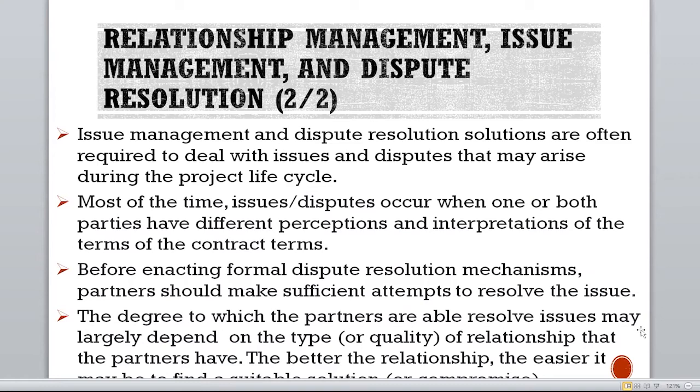Most times issues or disputes occur when one or both parties have different perceptions or interpretations of the terms of the contract. That's a way issues can occur. That's why no party should be negligent of the content of the contract. Read it exhaustively. Have your legal players consider it, negotiate it through to the point you put pen to paper to countersign, and say both the government and the private party enter into it. It's good for due diligence, such that nothing comes back to tell you later.